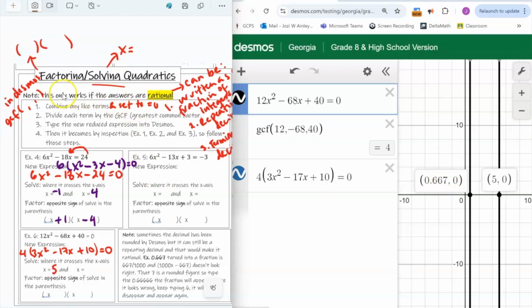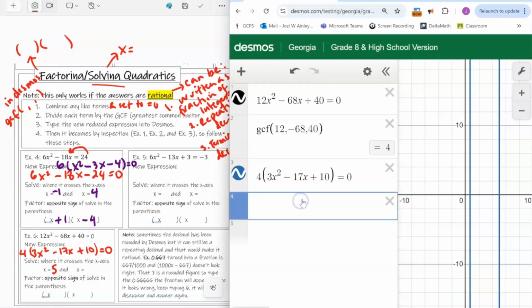Now remember, I said this only works if the answer is rational. Is this a rational or irrational number? Well, I can see that it's repeating, and what Desmos has done is they don't feel like writing 6666666 forever, so they just rounded the last 6 that they wanted to write. So let's just see what this would be. It's 0.66, and then it's a repeating decimal.